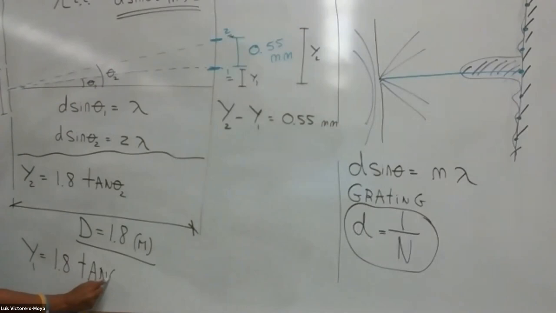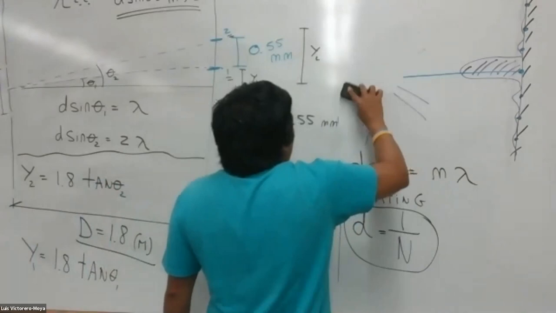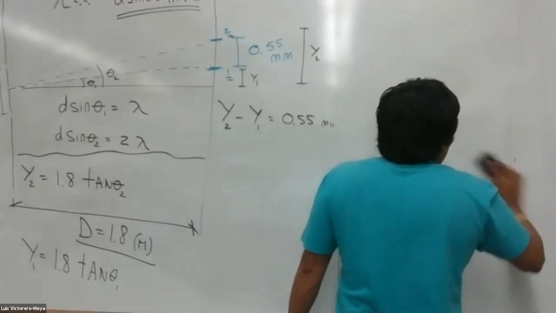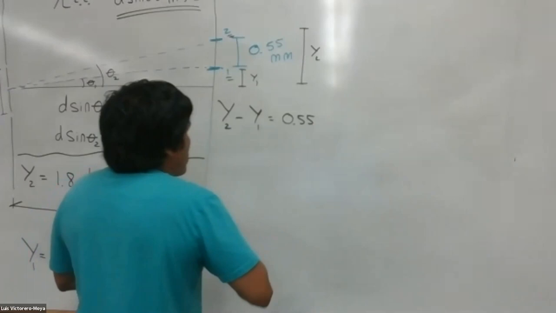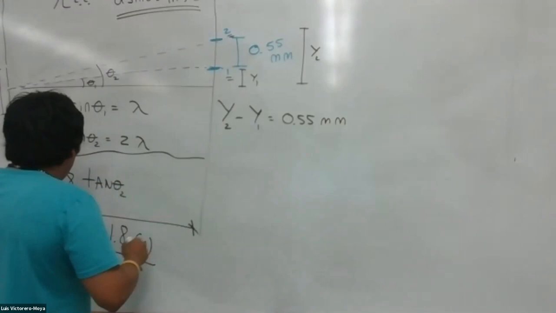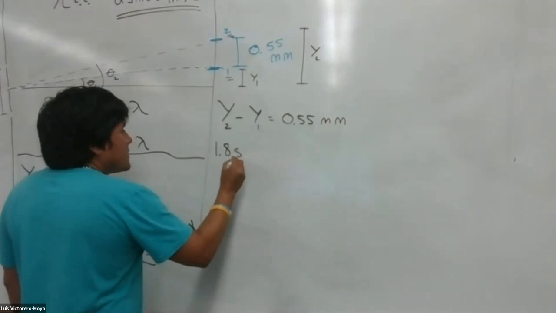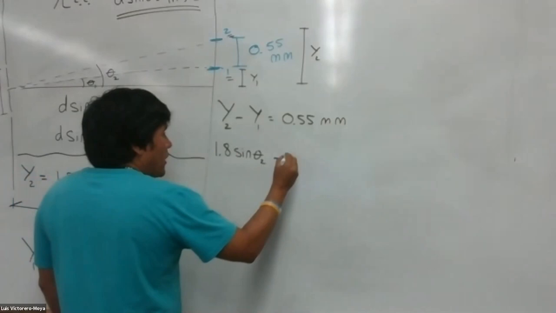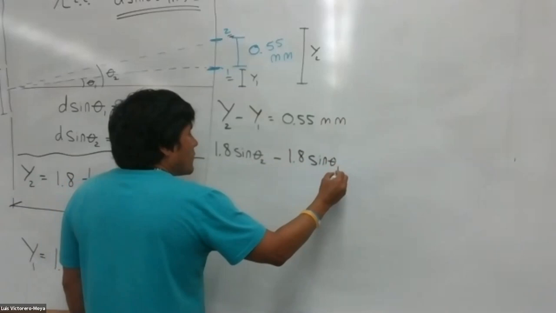But what did I say at the beginning? That the angles can be considered to be small, especially for the first and second order. Maybe for orders four, five, and beyond, that's not a good approximation, but for the first two orders, it's a good one. If the angles are small, then Y2 will be 1.8, not tangent, but sine of theta 2, minus Y1 will be 1.8, not tangent, but sine of theta 1.